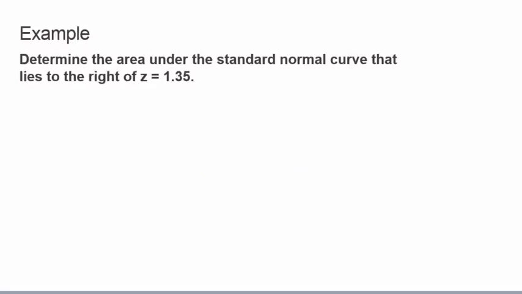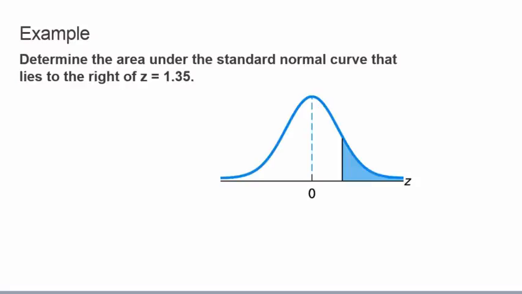Example: determine the area under the standard normal curve that lies to the right of z equals 1.35. So I draw my standard curve. I'm going to draw the line to the right of 0 since my z-score is to the right of 0. Again, the line goes from the horizontal axis to the curve, and I shade to the right of that line.